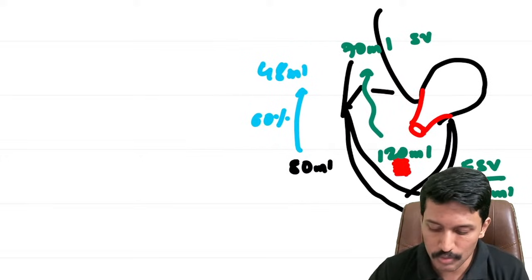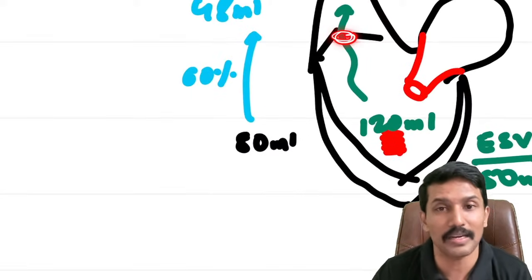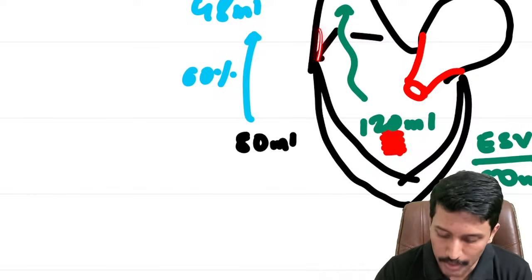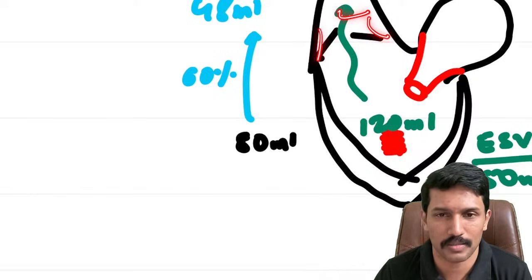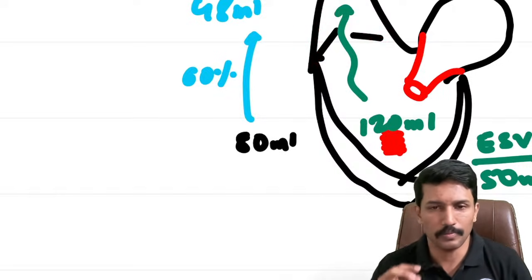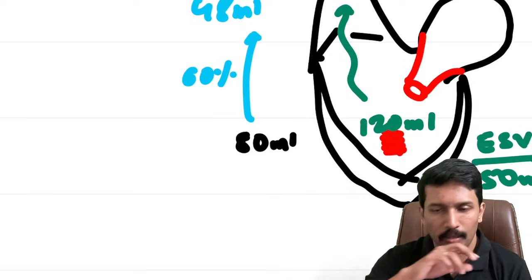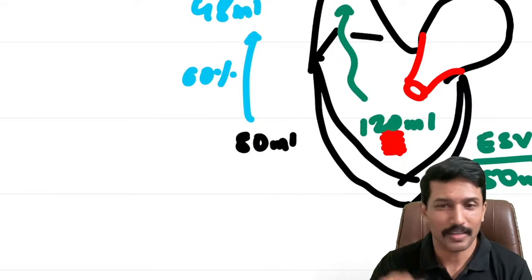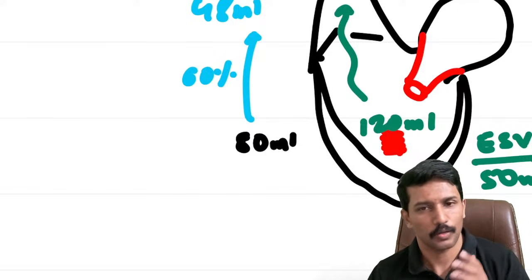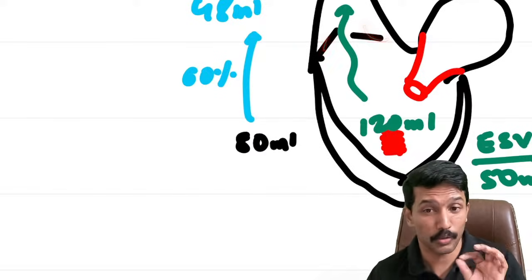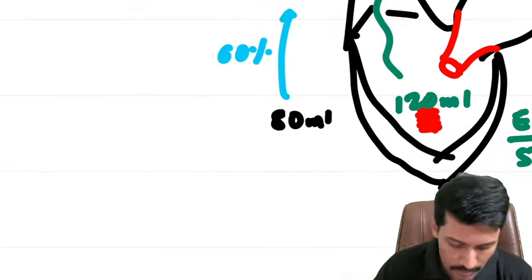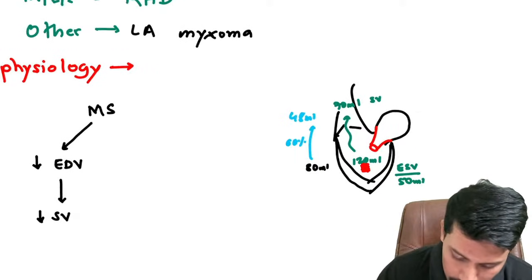In aortic stenosis, the stroke volume was decreased because of the increased afterload, or the narrowing of the aortic valve opening. Here, the aortic valve opening is fine, no increase in the resistance, but because I had less to start with. It's like in aortic stenosis, you have the money, but your dad is not allowing you to spend. In mitral stenosis, your dad is not stopping you from spending, but you're not able to spend because you don't have the money. You have less money, right? So I ended up with decreased stroke volume.